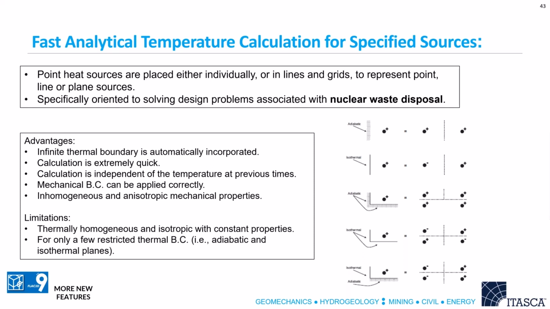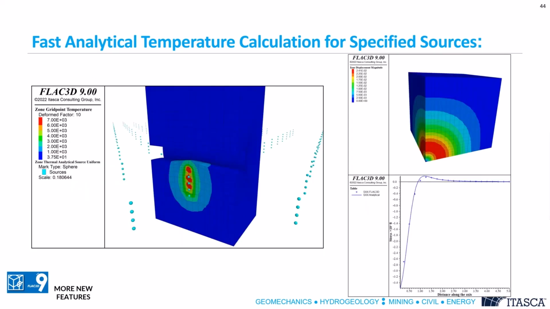And if we go to the next slide. Once you have the temperatures, then you can use that to calculate deformations with a sort of one-way coupling approach. So you calculate the temperatures first, and then you can calculate the deformations. This just shows a relatively simple example of something that might be a nuclear waste repository.